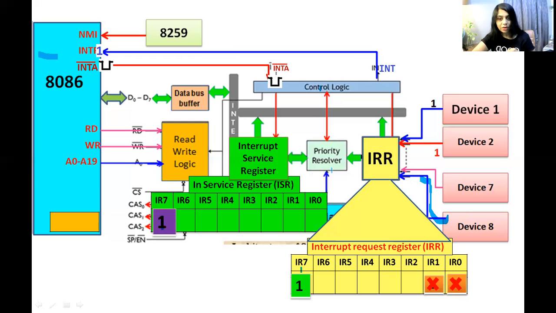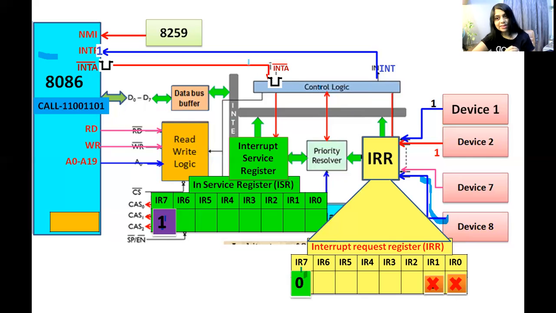After that, once this in-service register bit is set, it will reset this IR7 bit of the interrupt request register like this. It will reset it and make it 0. 0 means it is again ready to receive the next interrupt on the same pin. After that, what does the control logic do? The control logic will send the code of a call instruction to the 8086 microprocessor through the data bus.